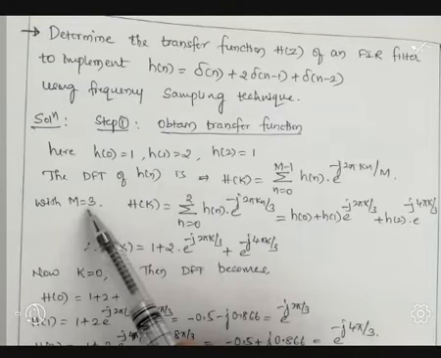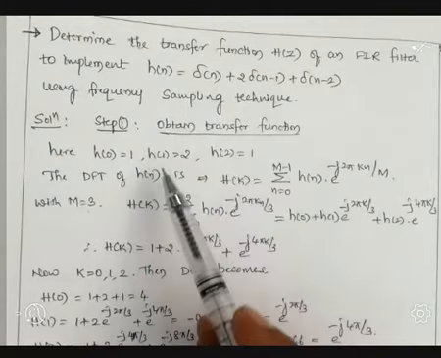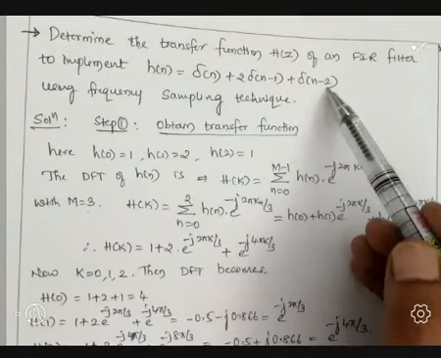And the coefficients observed here: delta of n has coefficient 1, hence h of 0 equal to 1. The next coefficient is 2, that is h of 1 equal to 2. And the coefficient for this one is 1, hence h of 2 equal to 1.